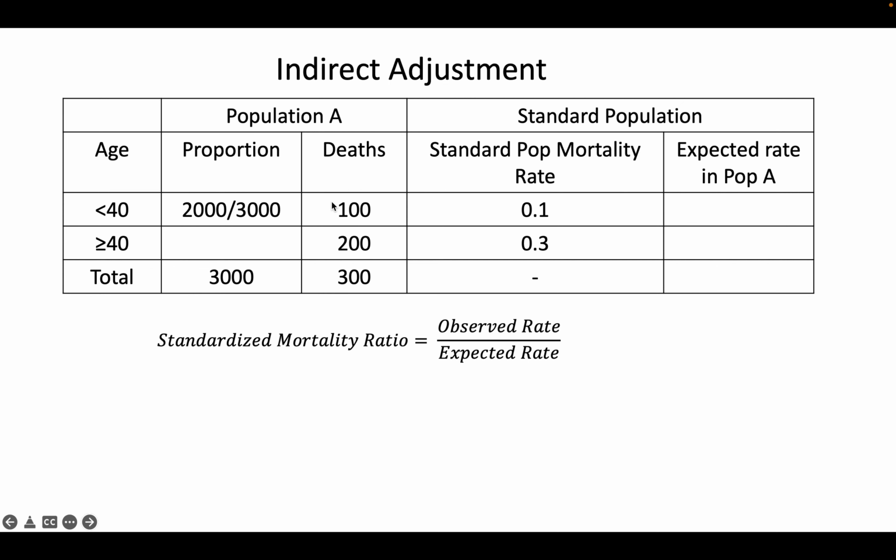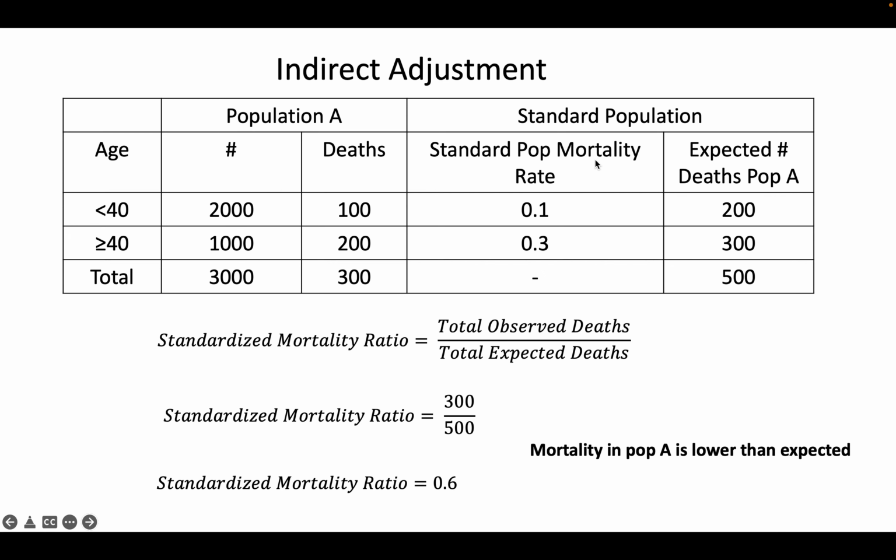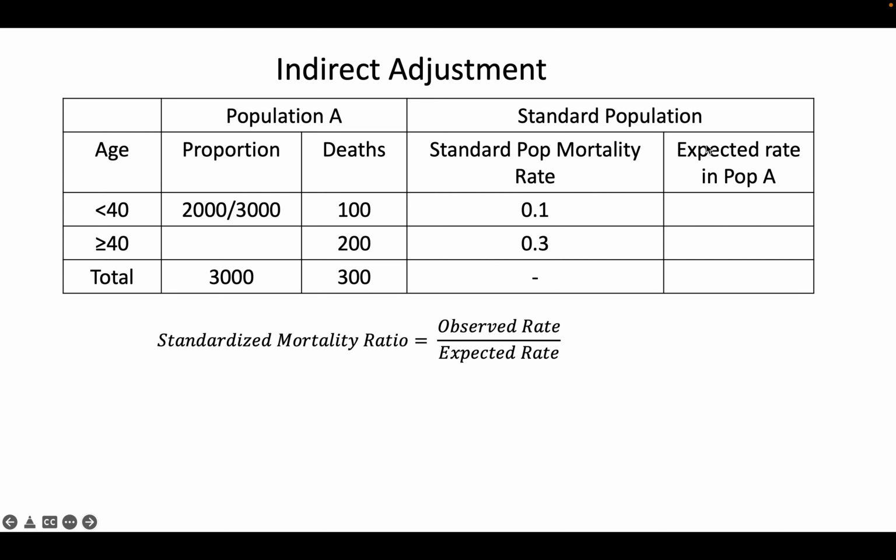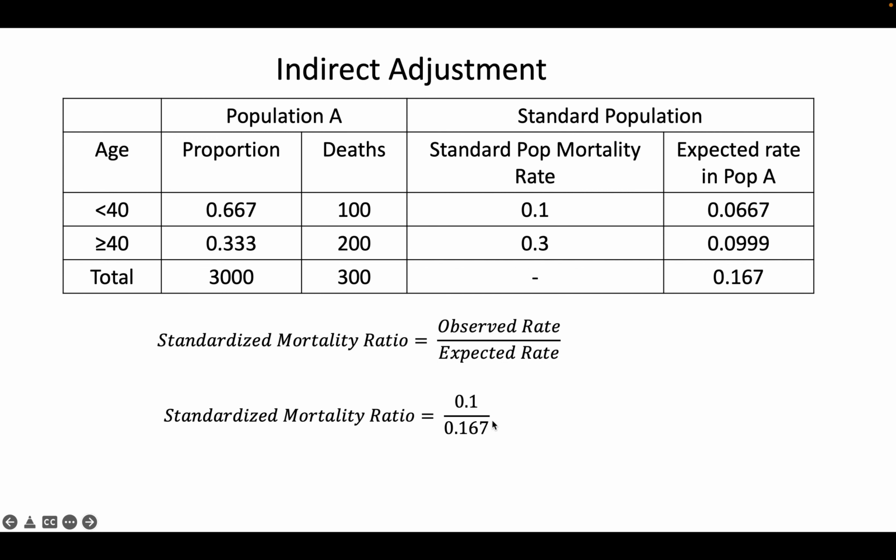Another thing we could have done is proportions again. So before we were finding the expected number of deaths, now we can find the expected rate. If instead of having the number of people in these two age strata, we use a proportion, we can multiply across the same as we did before. And now to get the overall expected rate, we can just add the contribution to that total rate from each stratum like before. And again, we can do the observed rate over expected rate.